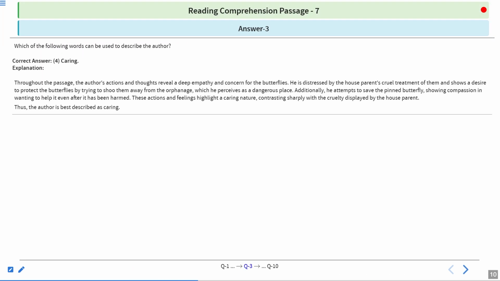And the explanation is: throughout the passage, the author's actions and thoughts reveal a deep empathy and concern for the butterflies. He is distressed by the house parents' cruel treatment of them and shows a desire to protect the butterflies by trying to shoo them away from the orphanage, which he perceives as a dangerous place. Additionally, he attempts to save the pinned butterfly, showing compassion in wanting to help it even after it has been harmed. These actions and feelings highlight a caring nature, contrasting sharply with the cruelty displayed by the house parent. Thus, the author is best described as caring.